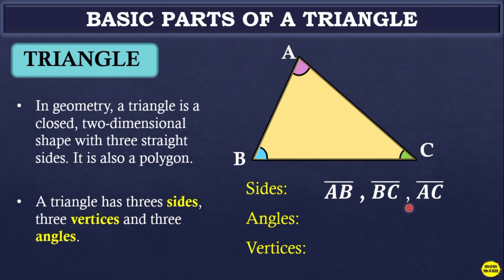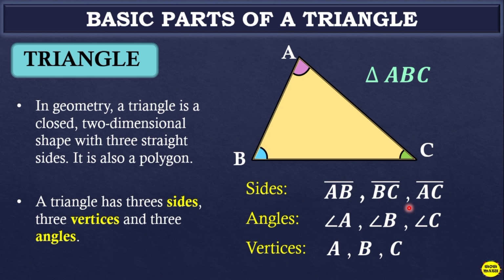And then for our angles, since we have three angles, therefore we have angle A, angle B, and angle C. For our vertices, we have A, B, and C. Now, how do we name the triangle? We are naming the triangle using its vertices. So this is triangle ABC. This is the symbol we use in naming a triangle. Triangle ABC or triangle ACB, BCA, pwede rin po yun.